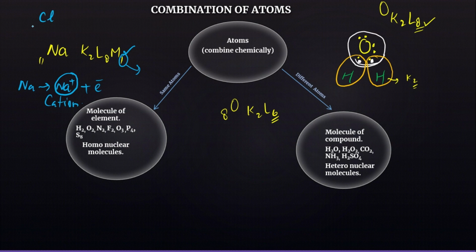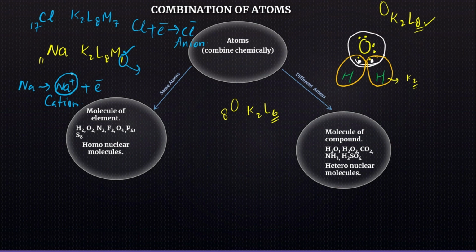For that, let's understand chlorine, atomic number 17. It has K2L8M7. Once more, there are two ways. Either lose 7 electrons and have L8, or gain one extra electron and have M8. So it prefers the second one. Gaining just one electron is easier than losing 7. So it gains one electron and forms Cl negative. Cl negative is an anion, the chloride anion. This is how atoms convert into cations and anions.